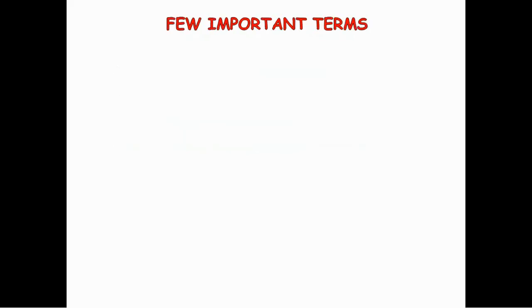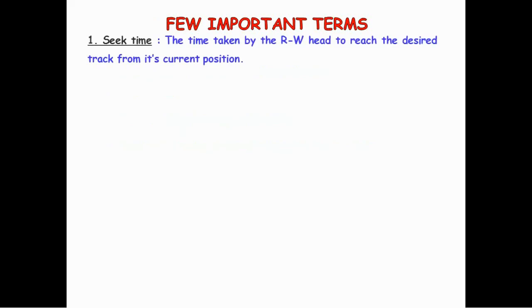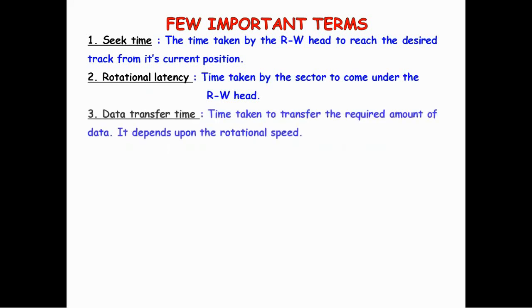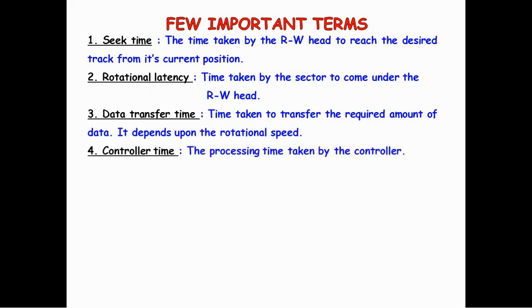Let us see few important terms. Seek time. It is the time taken by the read-write head to reach the desired track from its current position. Rotational latency is the time taken by the sector to come under the read-write head. Data transfer time is the time taken to transfer the required amount of data, and it depends upon the rotational speed. Controller time is the processing time taken by the controller.